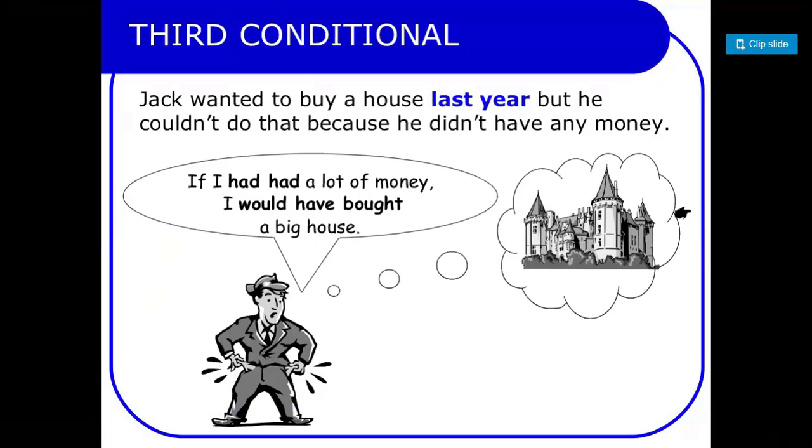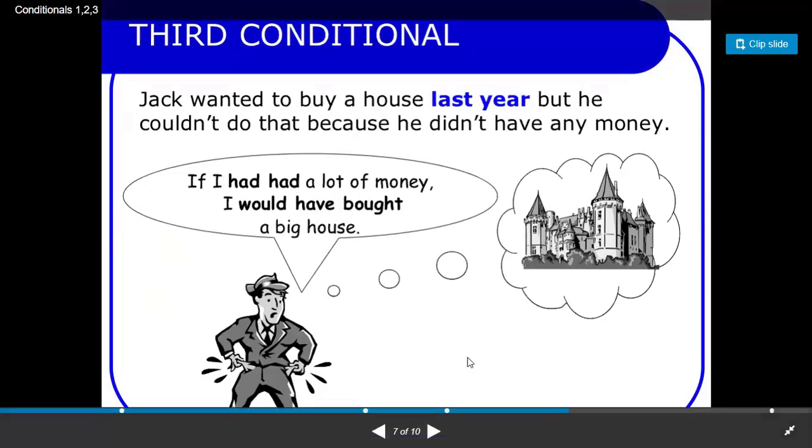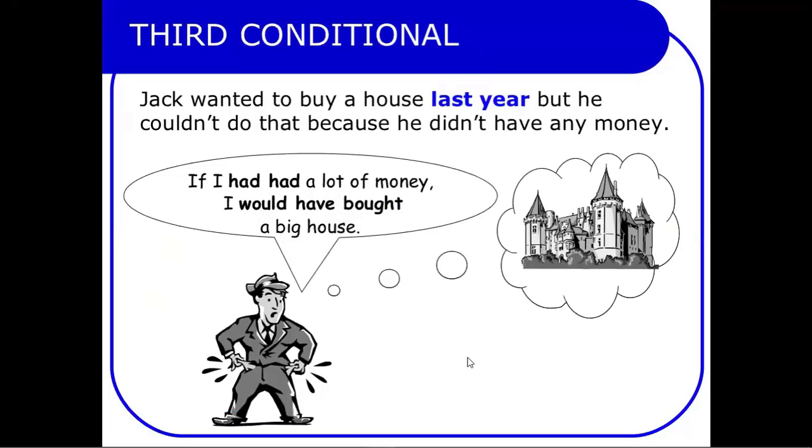Magnus, please read this. Jake wanted to buy a house last year, but he could not do that because he did not have any money. If I had a lot of money, I would have bought a big house.